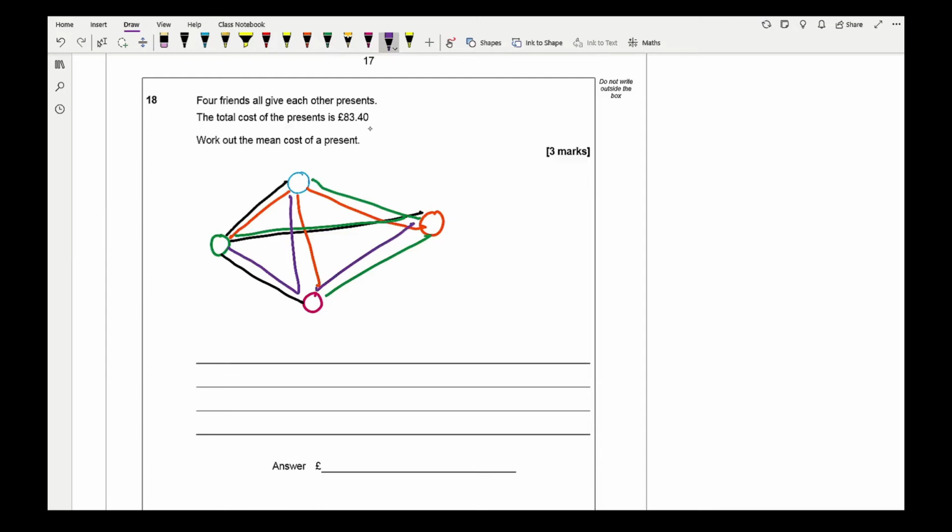So each person is going to give 3 gifts. So 4 times 3 equals 12. So there's a total of 12 presents, because each person is giving 3 presents to each of the other friends. So then from this, what I need to do is the total cost, which is £83.40 divided by the 12. And if I do that on my calculator, 83.40 divided by 12 gives me an answer of £6.95. And there is your final answer.